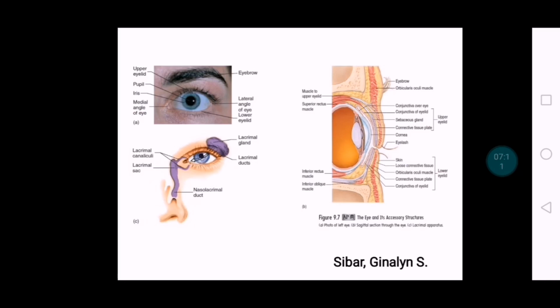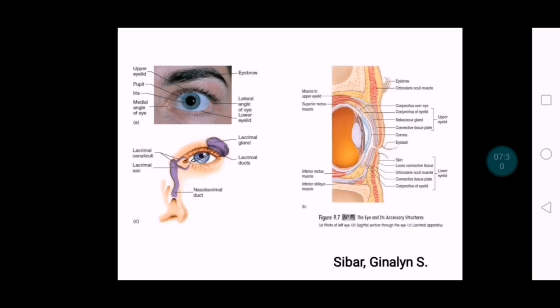The lacrimal gland is located within the orbit above the lateral end of the eye. It continually releases fluid which cleanses and protects the eye's surface as it lubricates and moisturizes. These lacrimal secretions are commonly known as tears.